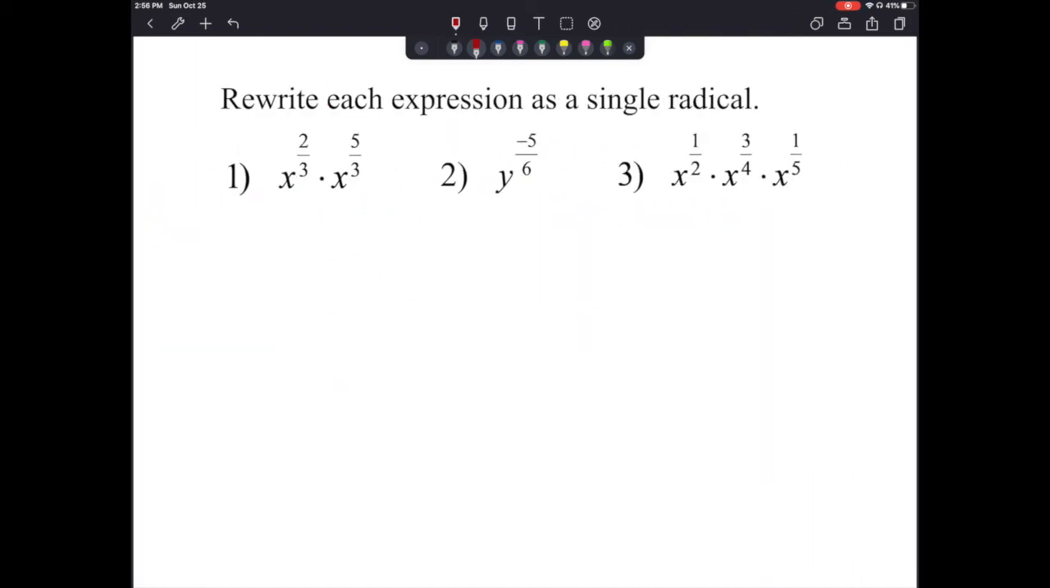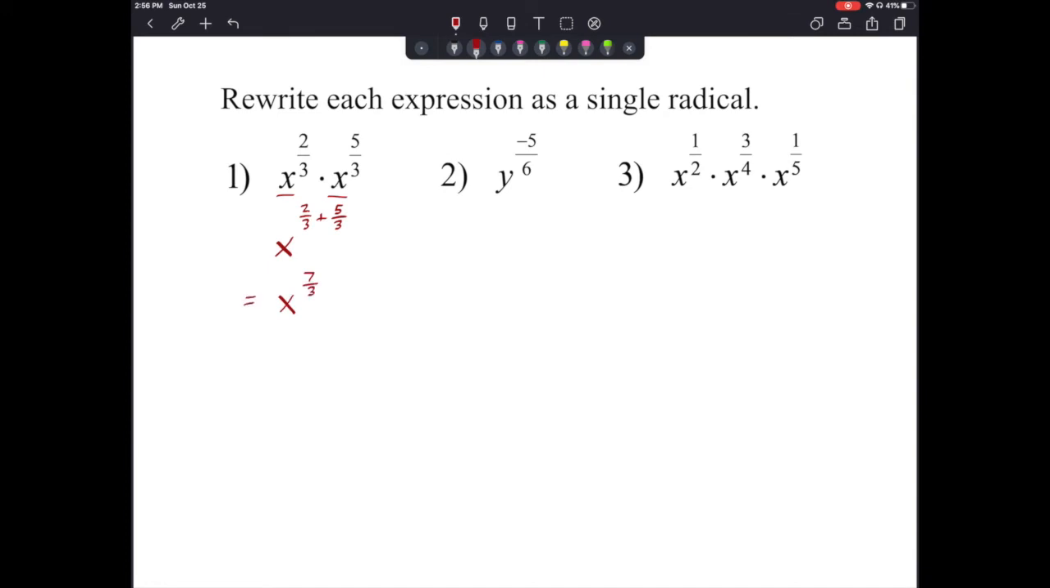The directions on the next one state, rewrite each expression as a single radical. To do this, we need to try to combine our statements together. For number 1, I have x to the 2/3 times x to the 5/3. Well, using my property of exponents, I know I can do 2/3 plus 5/3 because I'm multiplying two numbers with the same base. When I add those exponents, I get x to the 7/3.